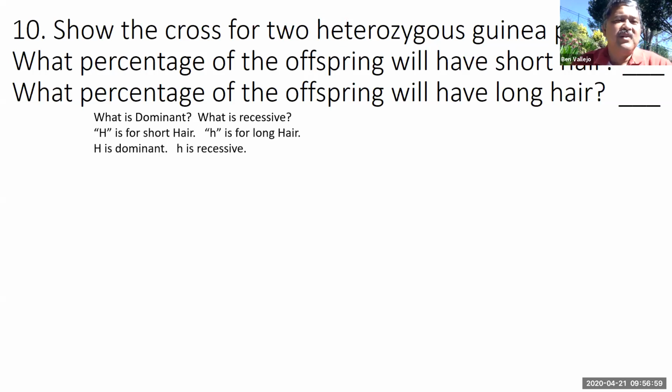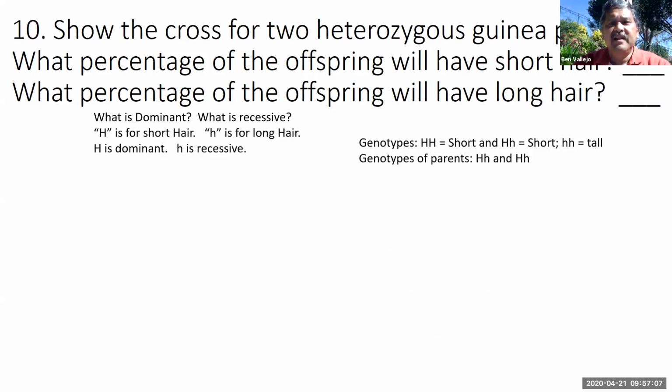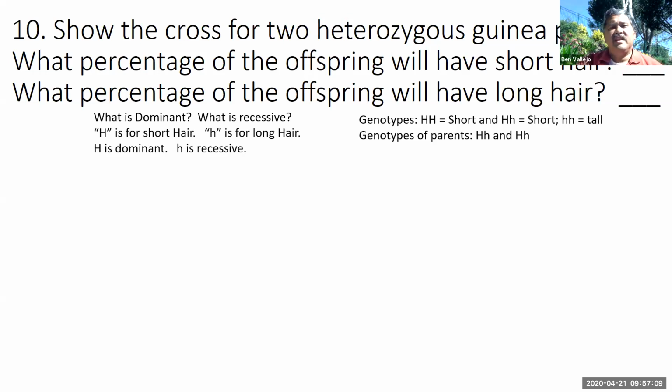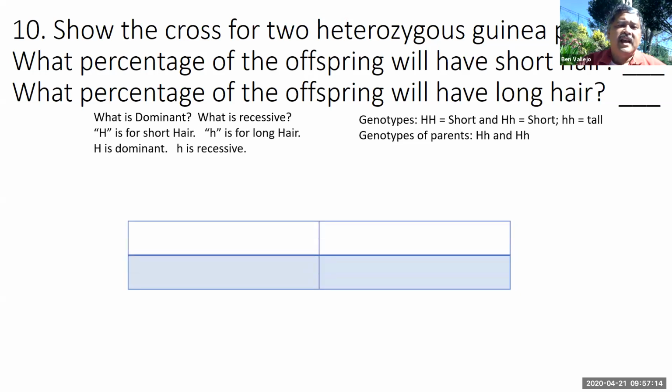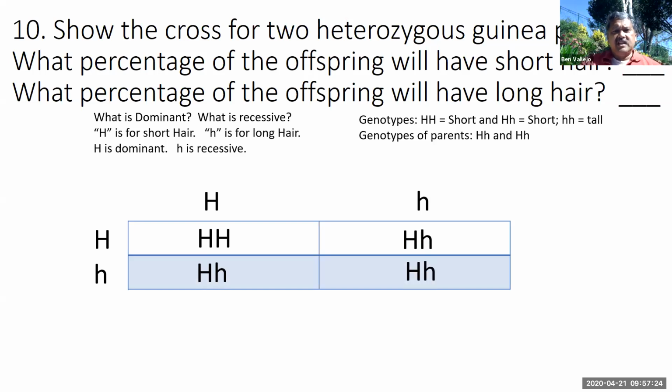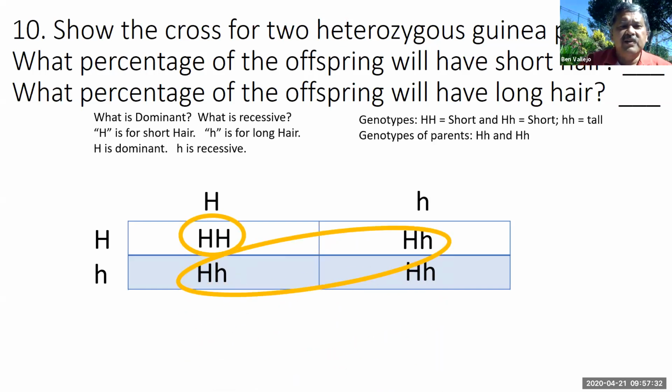Same information as before for letter designations and dominant recessive. Big H, little h. Big H is for short hair, little h is for long hair. We know that the parents are heterozygous, so they are big H, little h, both of them. And then we have the classic monohybrid cross, dominant, recessive, and recessive. So now we can answer the question, what percentage of the offspring will have short hair? Well, 3 out of 4, this one and these two. That's 3 out of 4, which is 75%.